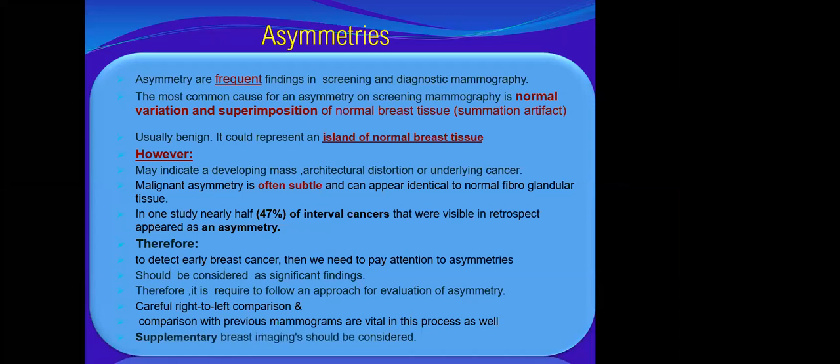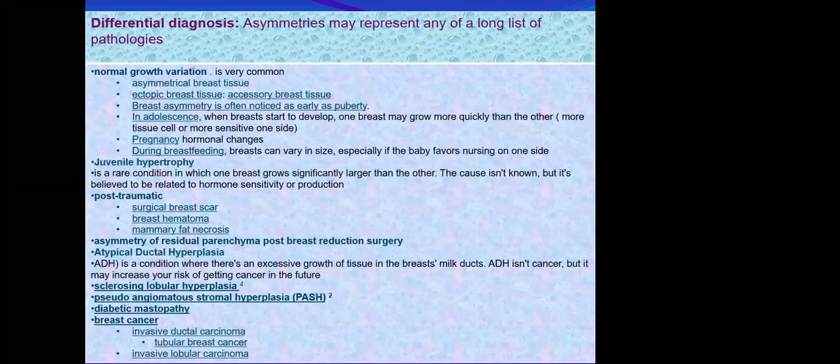Careful right to left comparison and comparison with the previous mammogram are vital in this process, as well as supplementary breast imaging should be considered. And we brought these slides including a long list of pathology from benign to malignant that can be presenting as mammographic asymmetric findings.